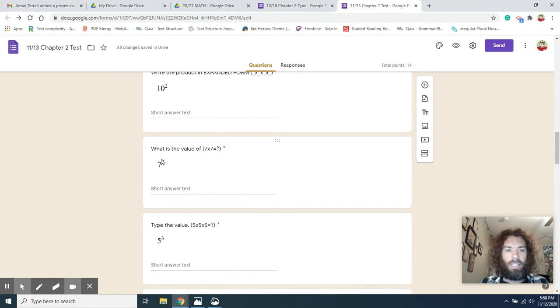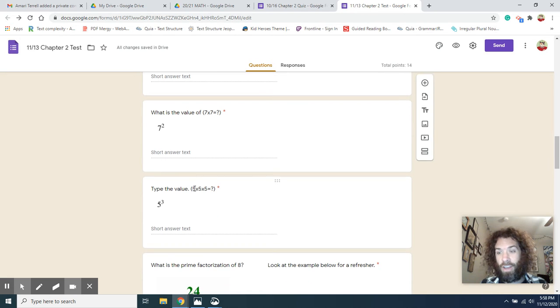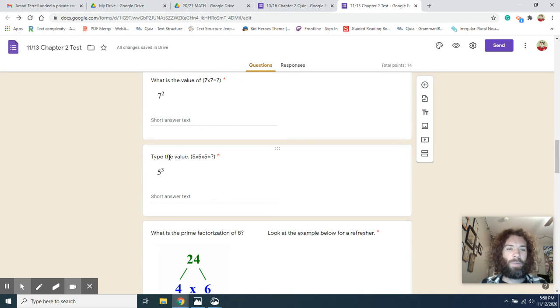Now we're switching. It's the same type of thing. You still see your base 10 sort of thing here, 7 to the second power. But now you're going to write the value. So that's like if you did 7 times 7. So your goal here is to do 7 times 7. Okay, I think you can handle that one. The next one is we're going to write the value again of 5 to the third power, which we know looks like this, 5 times 5 times 5. So you're going to do your answer there. So far, all stuff that we've worked a lot with and I think you guys are comfortable with. So these should be some easy points.